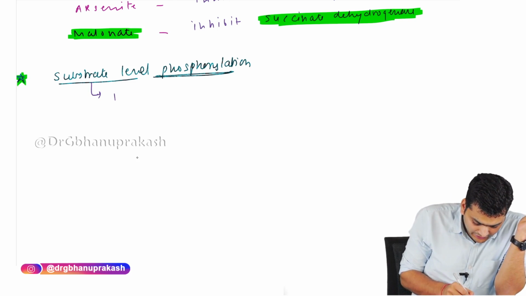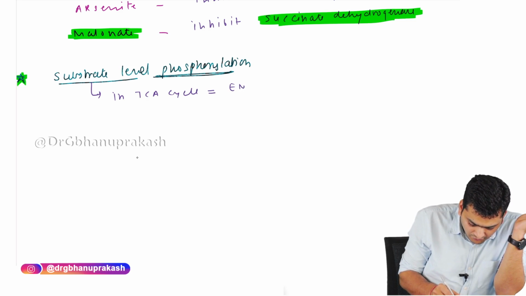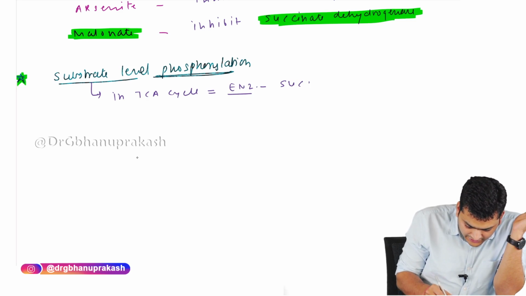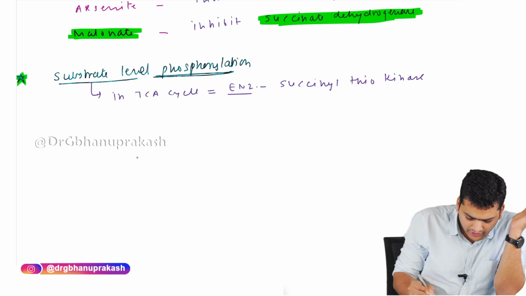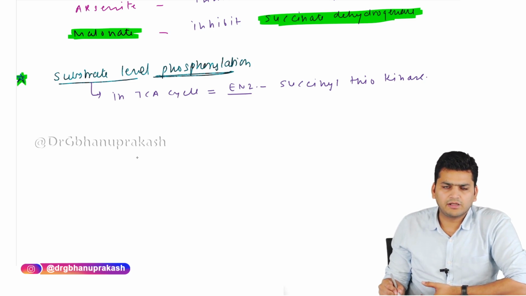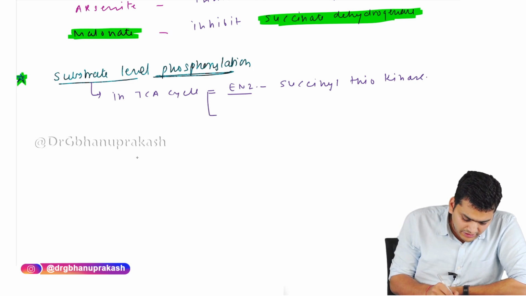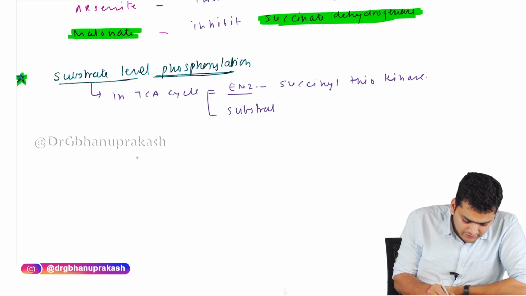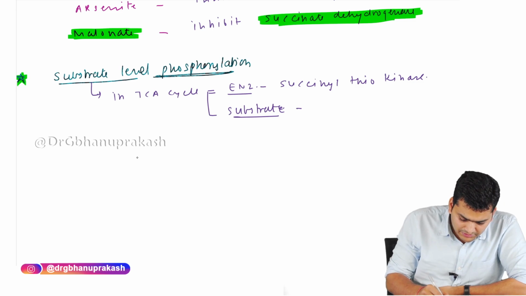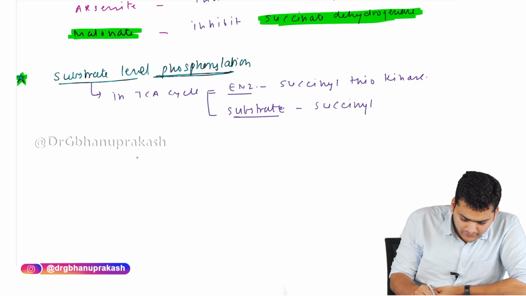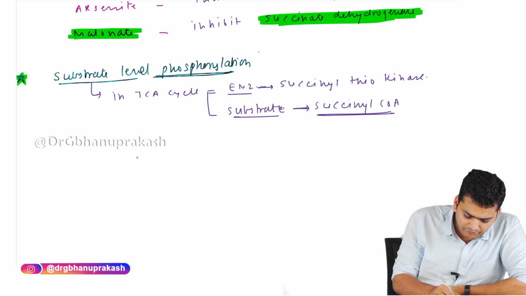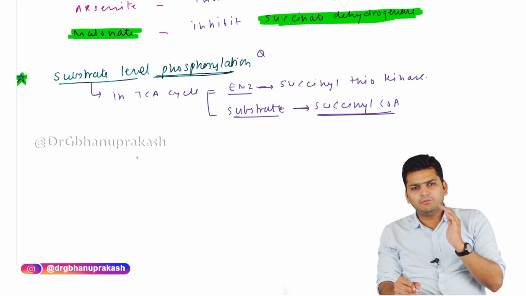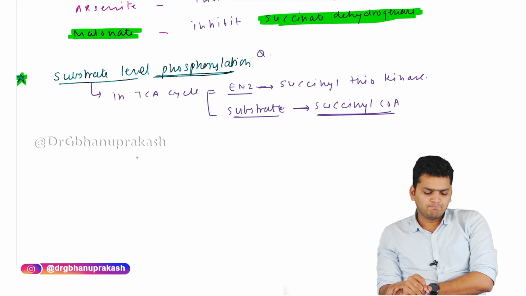So substrate level phosphorylation in the TCA cycle occurs only once, and the enzyme for that particular reaction is succinyl-CoA synthetase. If they ask what is the name of the substrate for this reaction, the substrate is succinyl-CoA. Succinyl-CoA is the substrate which leads to substrate level phosphorylation in the Krebs cycle. There is only one place where you generate the ATP directly.